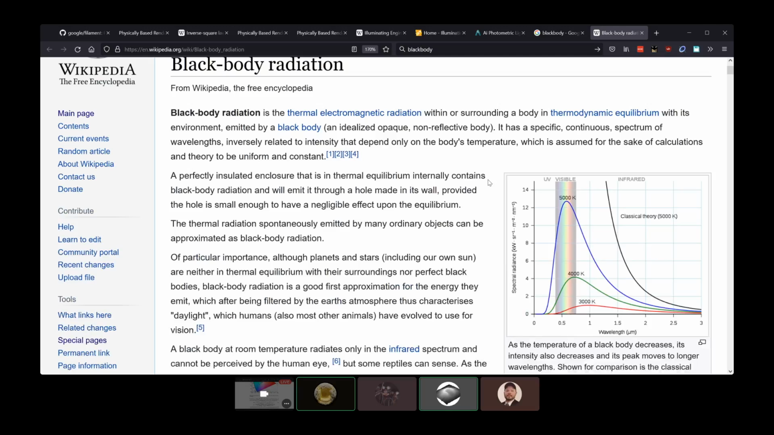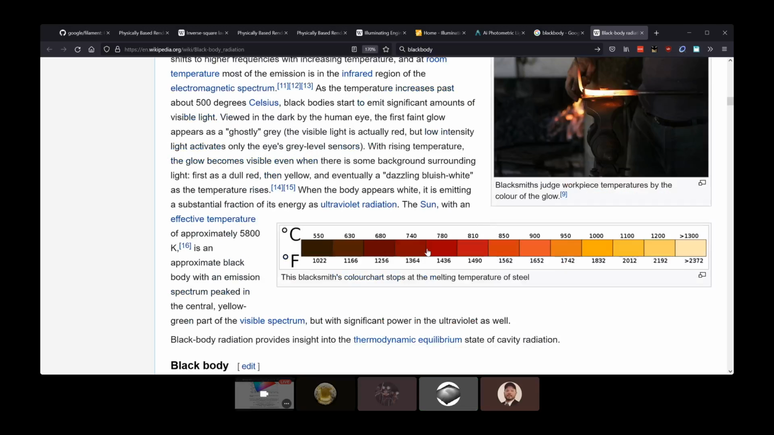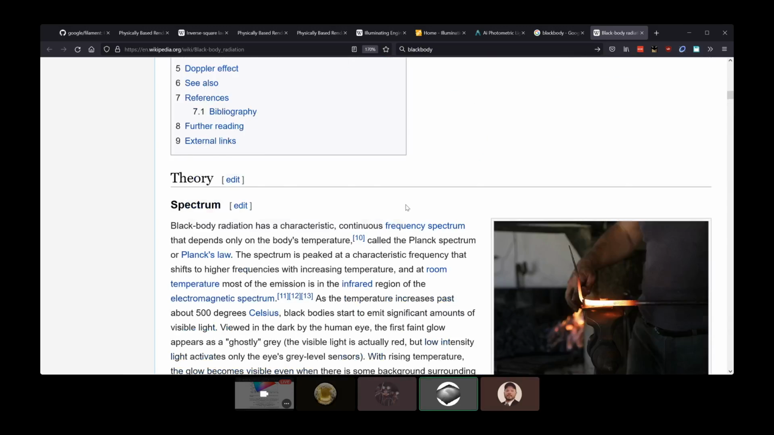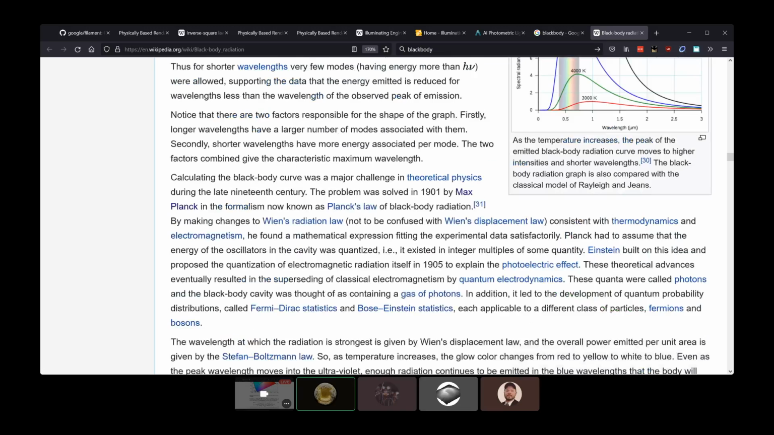So as an object gets hotter, the black body radiation, hey, look, it's that graph again. Is there an equation for this? There's an equation for this, and it's like T to the fourth. As it trends towards red, that's getting towards infrared.